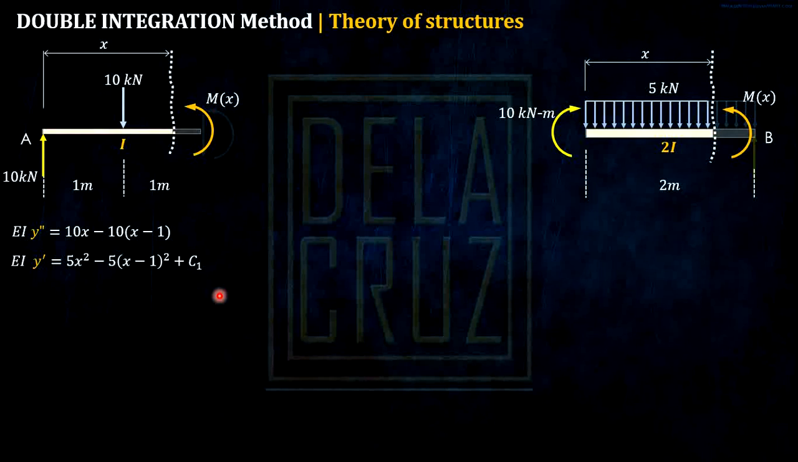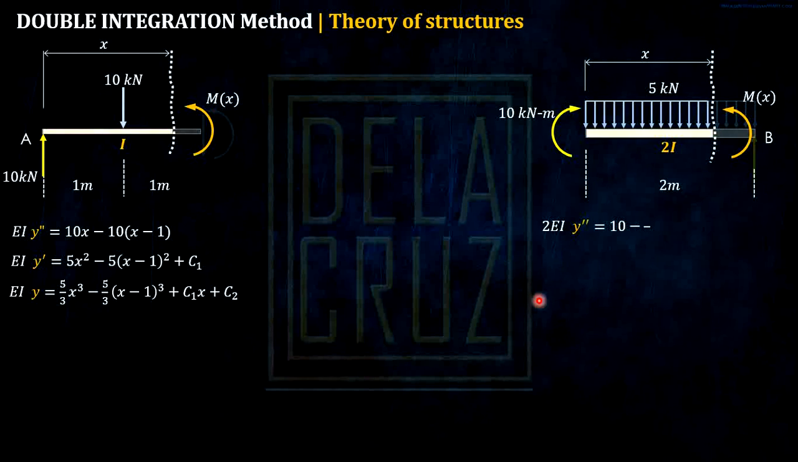Integrating again, the double integration. Integrating this, that will be 5 over 3 x cubed and 5 over 3 times this quantity (x minus 1) cubed, plus C1x plus C2. And this will be EI y. How about the other side?